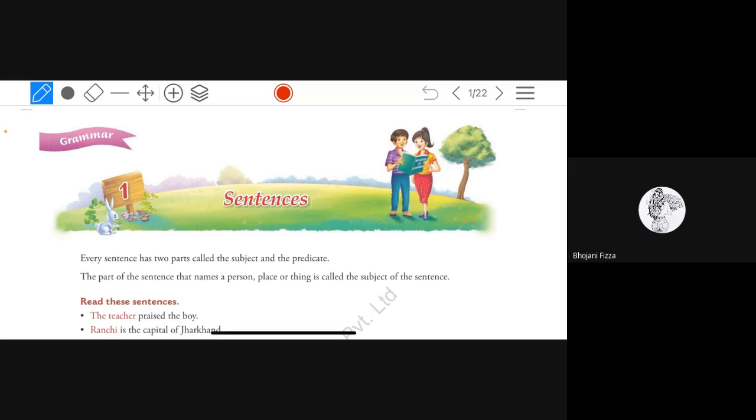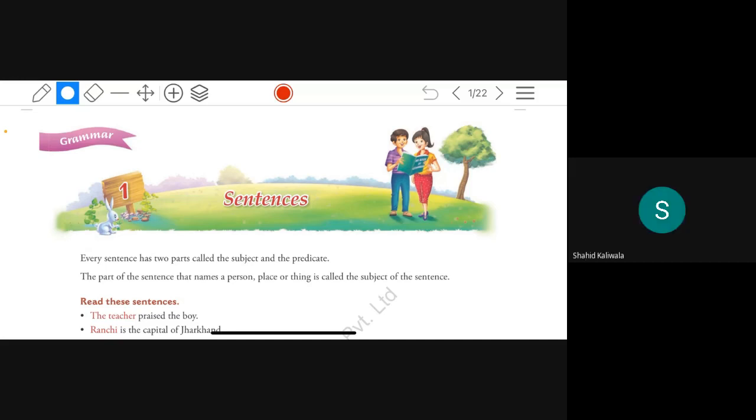So, can you tell me how many types of sentences we have learned? Tell me the kinds of sentences that we have learned in this chapter. Which are the kinds of sentences? Can you tell me?